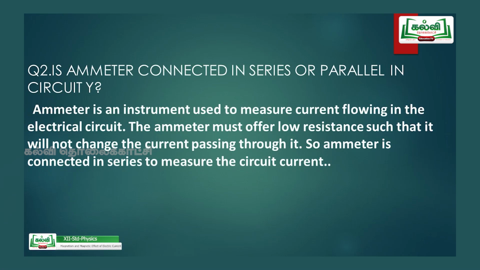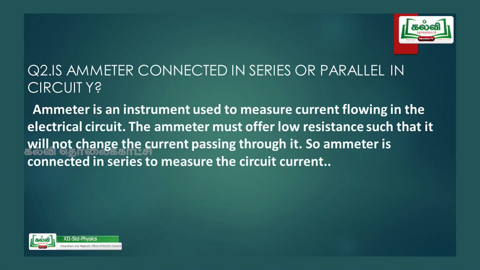The next question: is an ammeter connected in series or parallel in a circuit? Why? An ammeter is always connected in series in a circuit. The key point is that it should offer low resistance, such that it will not change the current passing through it. It is connected in series to measure the circuit current. An ammeter must offer very low resistance; an ideal ammeter will offer 0 resistance. This is the keyword here, and this is a 2 mark question.